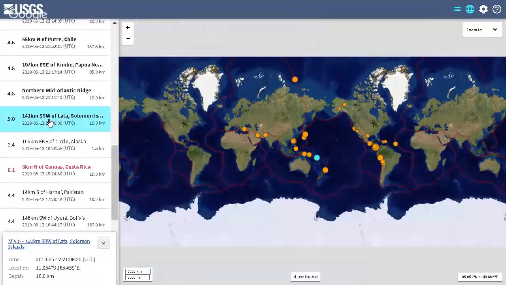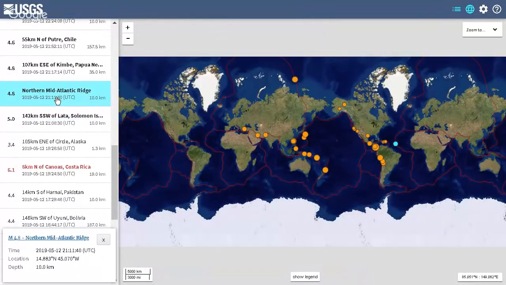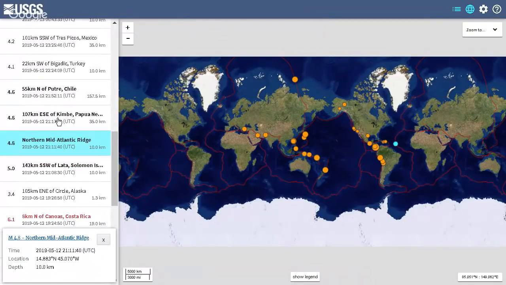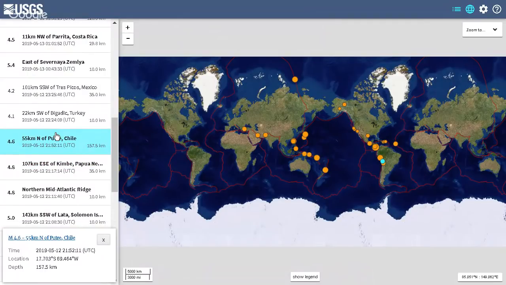All right. Also, we see a 5.0 in Solomon Islands. 4.8 at the Mid-Atlantic Ridge. 4.8 Papua New Guinea. 4.6 at Chile at depth. Heads up South America. You're getting deep quakes. Watch out for low pressure systems.